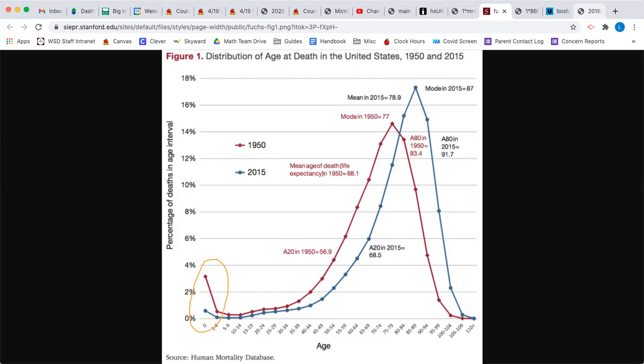But once again, the long tail gives it away. This is skewed to the left. The mean is, of course, lower than the mode, and the median, which is not listed on this, would be between the two of them.